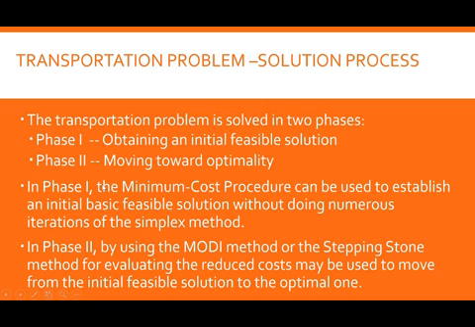Okay. In phase 1, the minimum cost procedure can be used to establish the initial basic feasible solution, which is IBFS, without doing numerous iterations. With a single iteration, you can arrive at the IBFS. In phase 2, by using either the Modi method or the stepping stone method, we try to optimize this IBFS and find an optimal solution for the transportation problem. Okay.